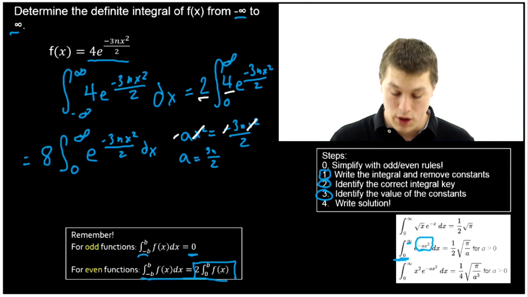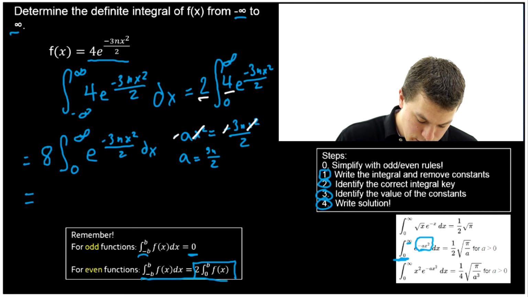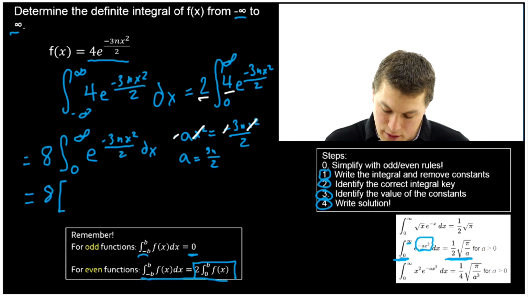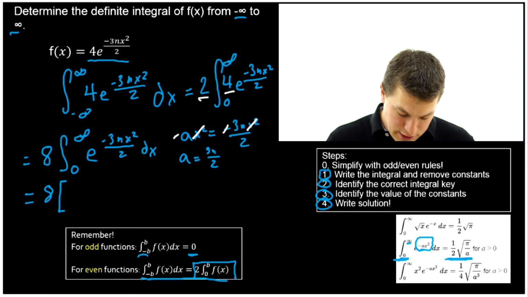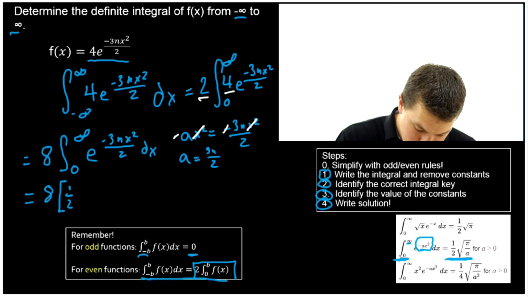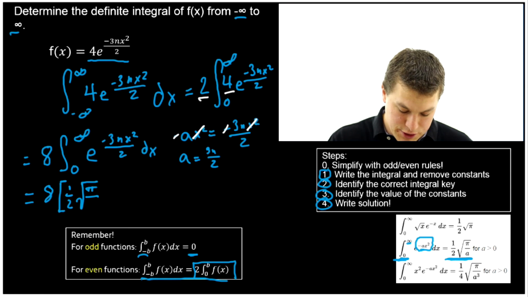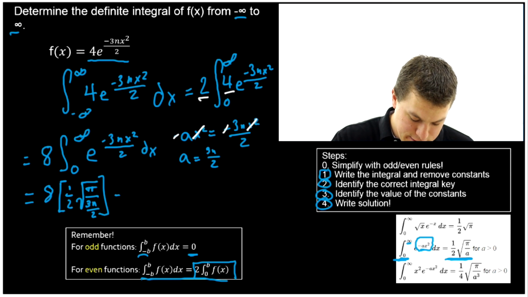All right, let's go ahead and solve this now. That's step 4, write the solution. All right, so this is going to be equal to, we still have our 8, and then we're going to go ahead and brackets, write out the other half of that integral key. That's the answer side, right? So it tells us it's equal to 1/2 times a square root, that's the second part, of pi on top and whatever we got for a on the bottom, which is 3n over 2. So that's our answer. It looks a little ugly right now, so let's go ahead and simplify that.